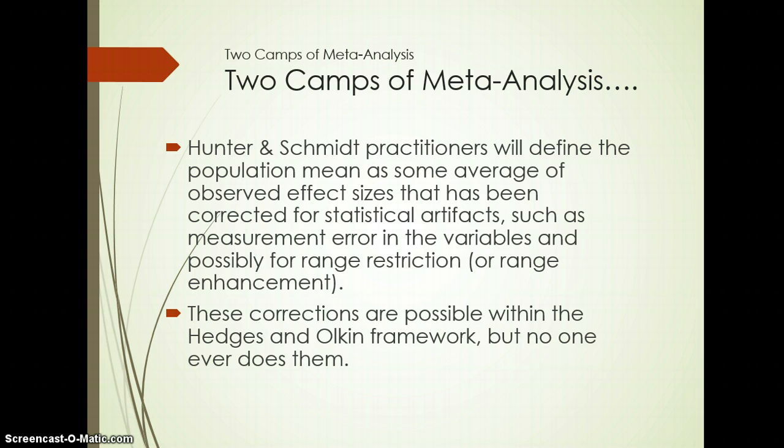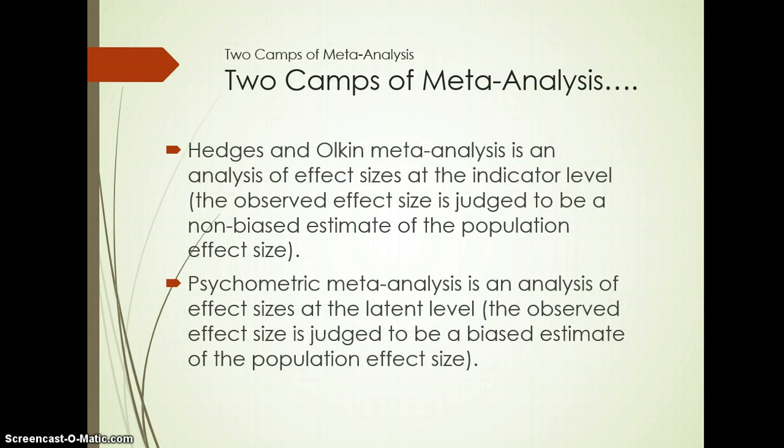We're going to spend a little bit of time in Module 7 discussing the need to correct for measurement error, and this is something that I'll recommend that you all do in your meta-analyses. It is possible to make corrections for artifactual variance, such as measurement error, in the Hedges and Olkin tradition, but this is something that's not particularly common.